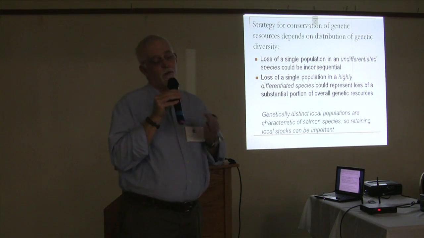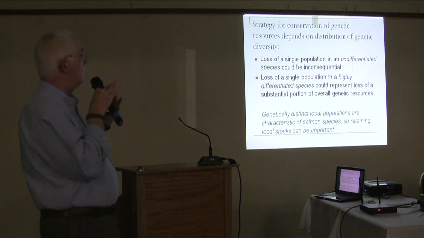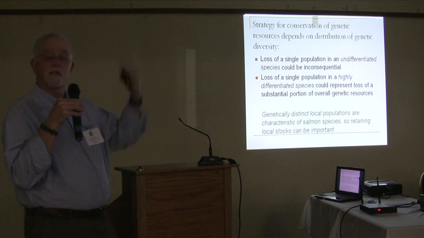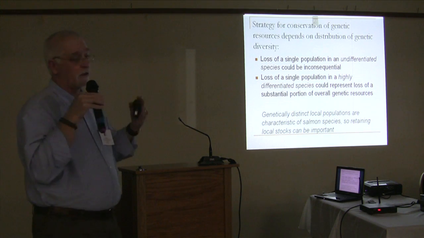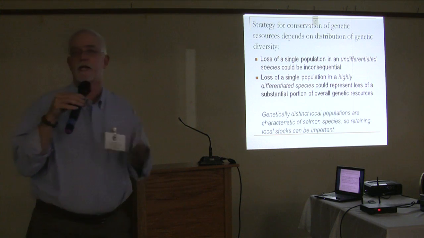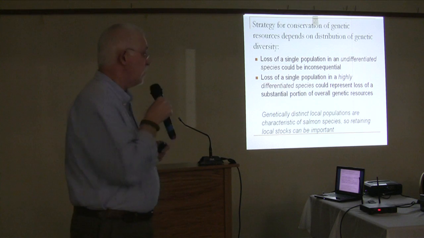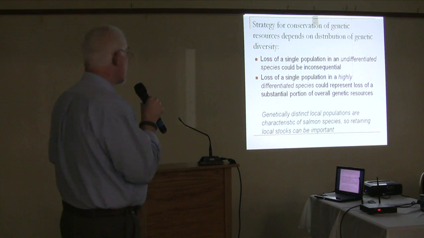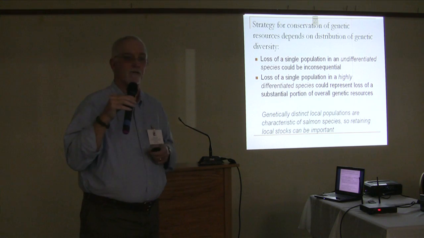So you can see that the strategy for retaining genetic diversity or for managing genetic resources depends on this degree of geographic structuring. The loss of a single population in a relatively undifferentiated species might not mean much, but the loss of a single population in a highly differentiated species, on the other hand, could represent the loss of a substantial portion of the total genetic diversity.